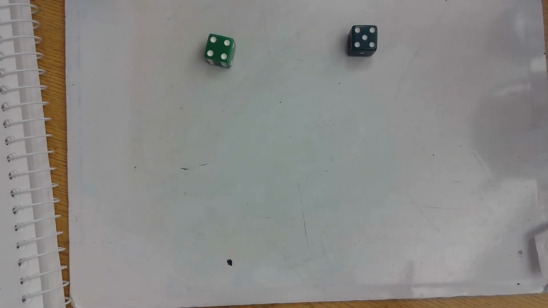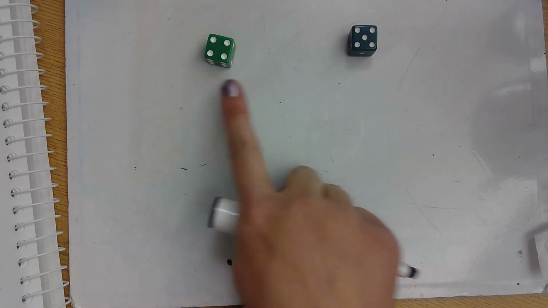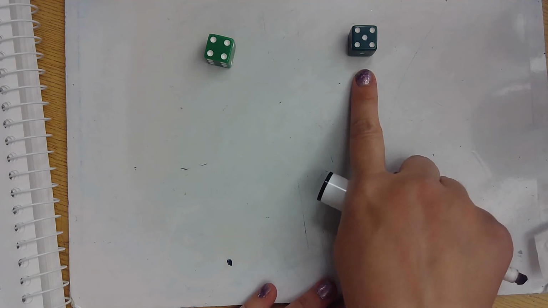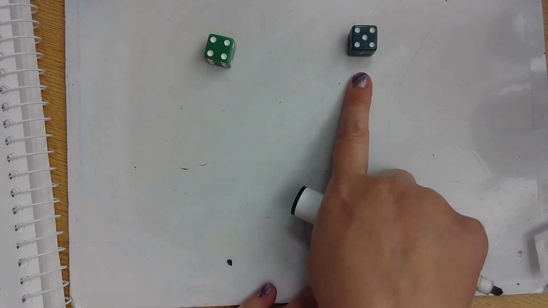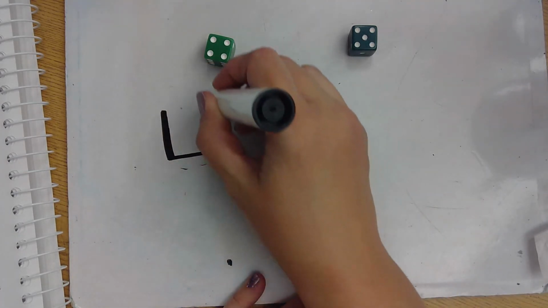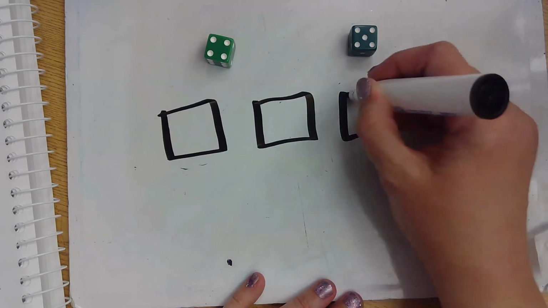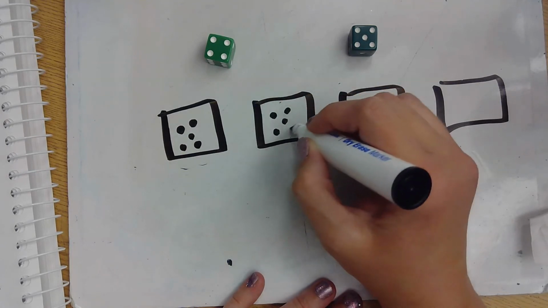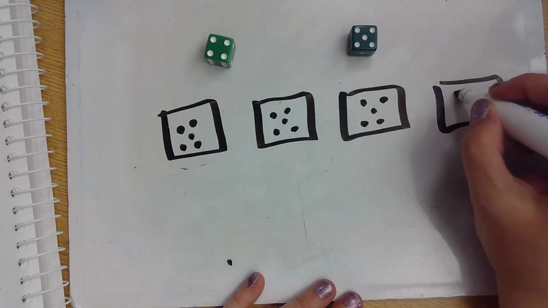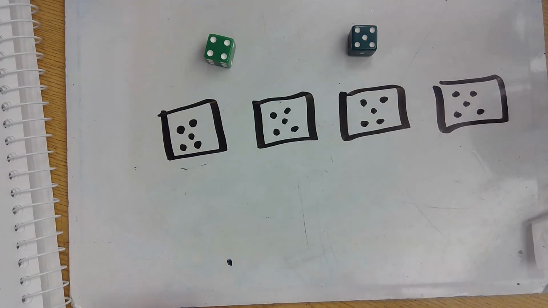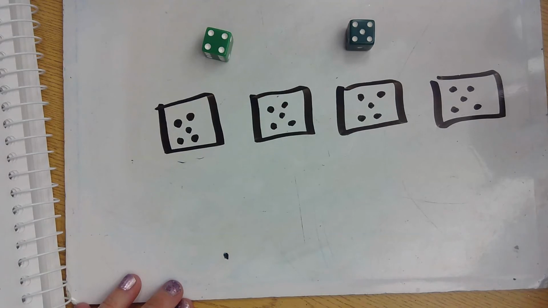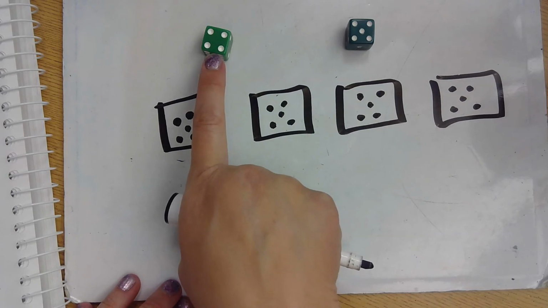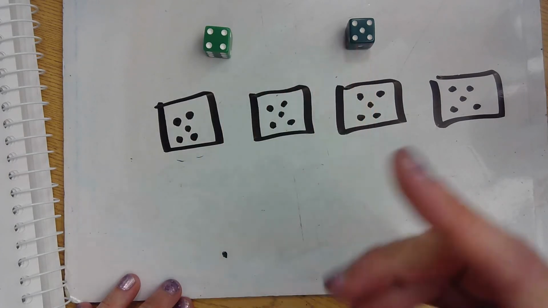Let's take a look at one more example. Partner A rolled a 4 and partner B rolled a 5. So partner A is going to make 4 groups with 5 dots in each group. For example, here are the 4 groups with 5 dots in each group. Partner B's job would be to make an array using these same numbers. So partner B is going to draw an array with 4 rows with 5 dots in each row.